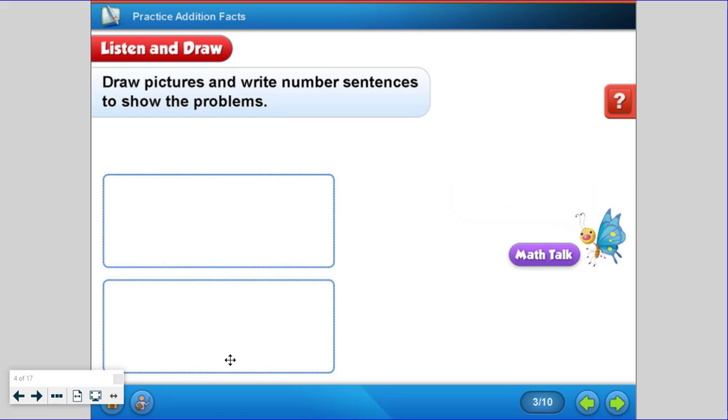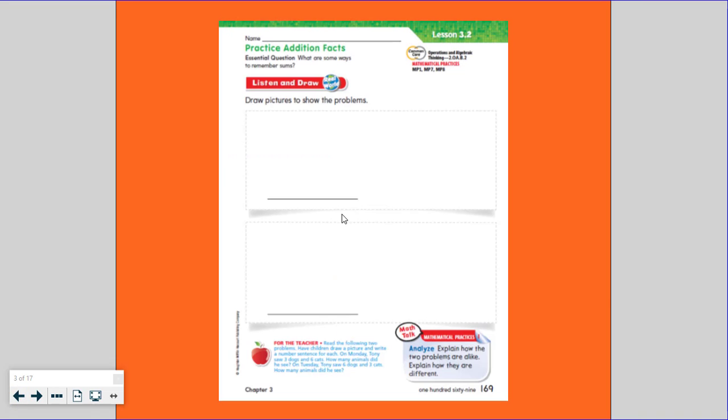So what I'm going to do is, the directions say draw pictures to show the problems. So I'm going to give you a problem, and you're going to draw a picture to show it, and then write me a math problem. Maybe I should use this one underneath to show that problem. Okay? So here we go.